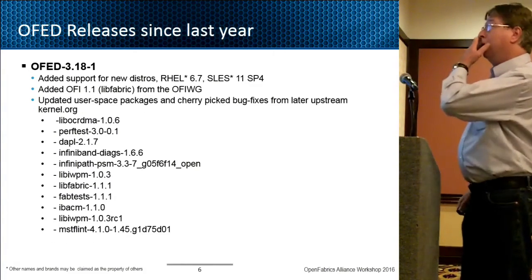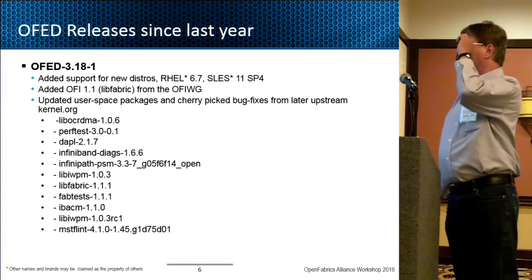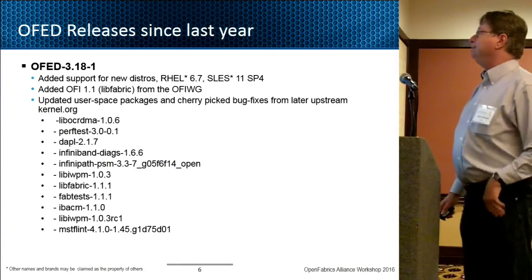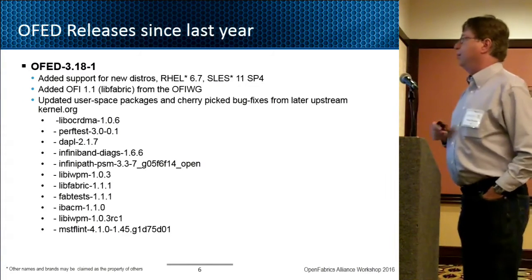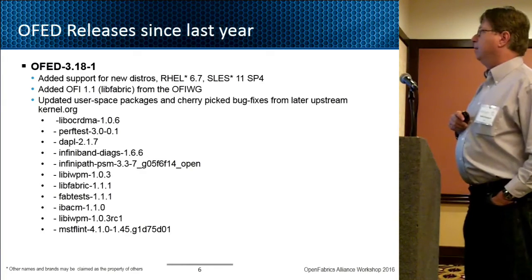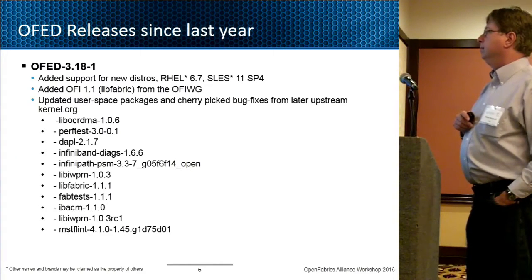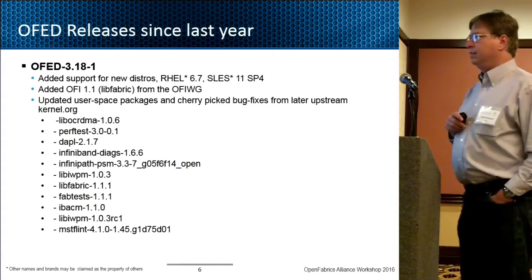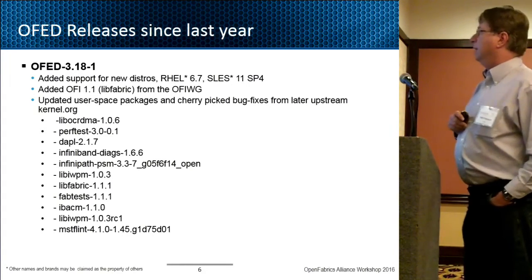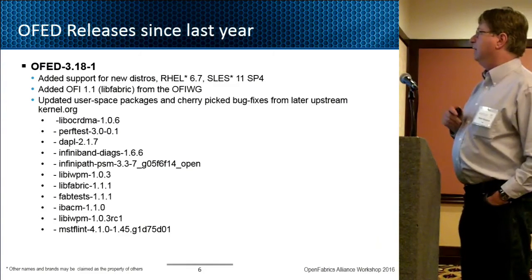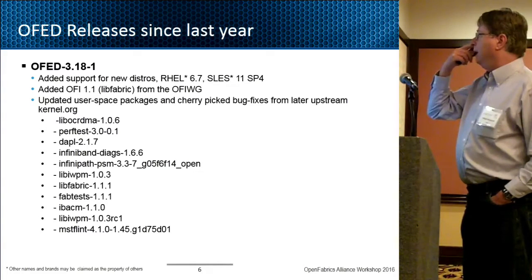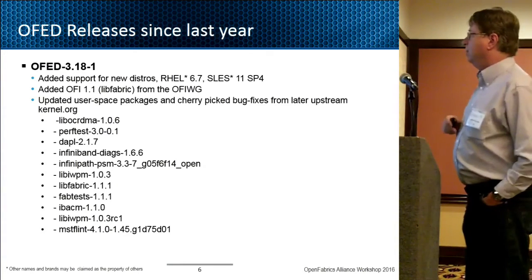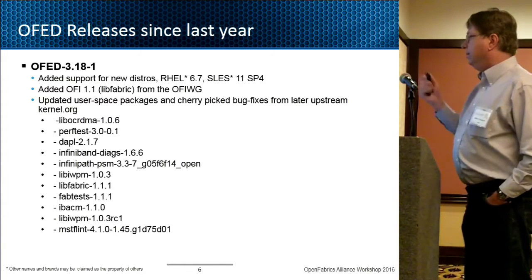Okay, and so then we've done one update, and we're working on an additional update to 3.18. The first one was 3.18-1, and the primary driving factor for that was to add support for some new dot releases of the Linux distros. Red Hat 6.7 and SLES 11 SP4 were added in OFED 3.18-1. We picked up new user space packages for libfabric and a whole bunch of other ones, and then bug fixes.